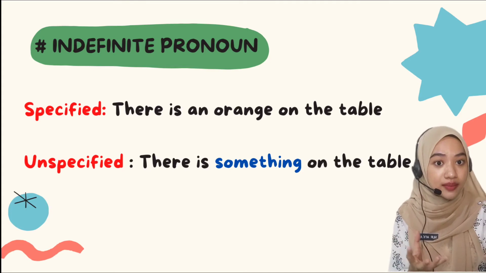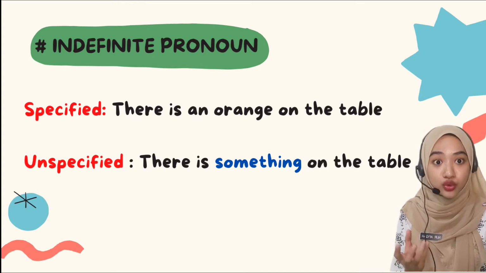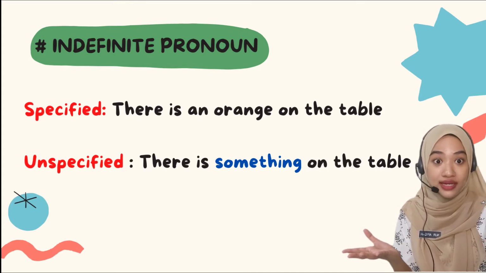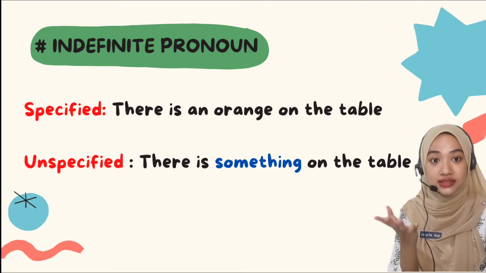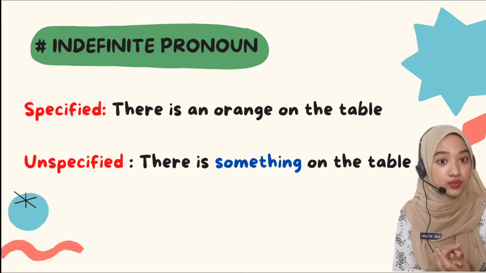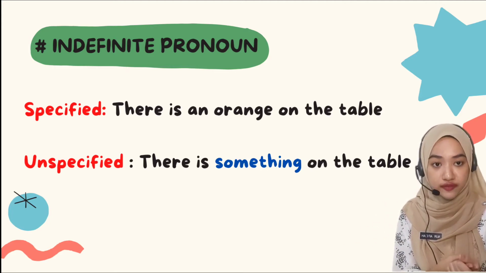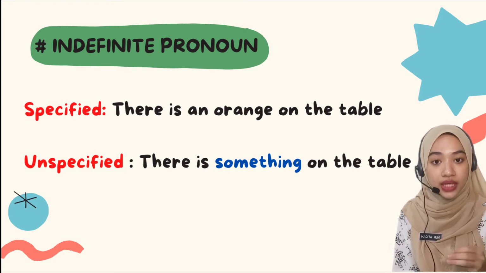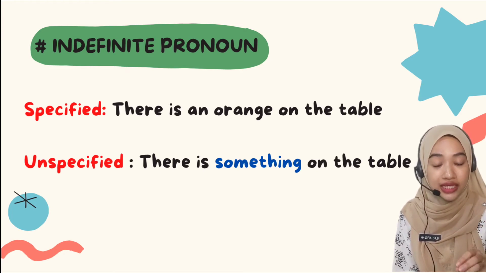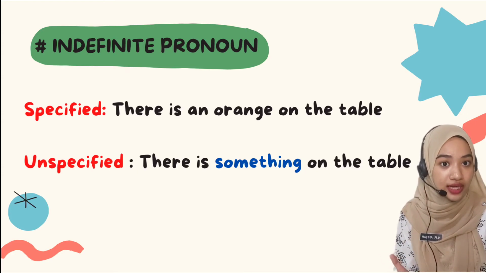So there is something on the table. Ada sesuatu di atas meja. We don't know what it is. So that is the difference between specified and unspecified. Unspecified means tidak specific. Kita tak tahu apa sebenarnya, siapa orangnya ataupun apa barangnya yang berada di atas meja ataupun di mana-mana sahajalah. Right?